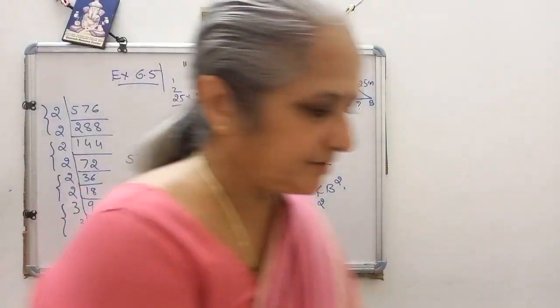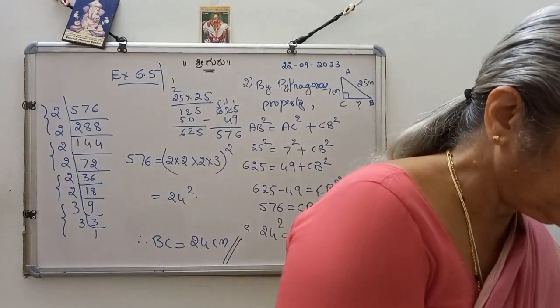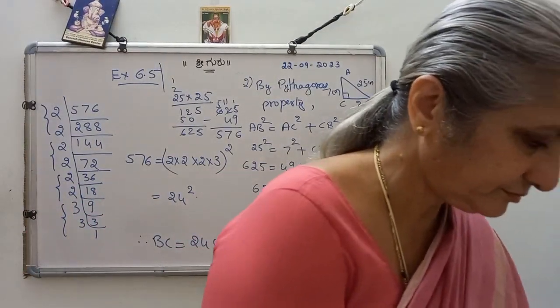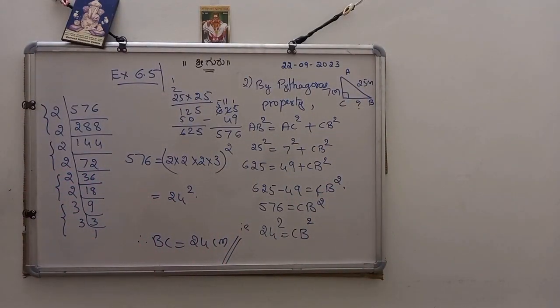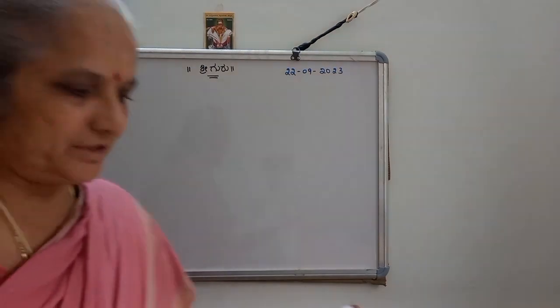Now the third one. We'll continue in the next class. Now the third one. A 15-meter long ladder reached a window 12-meter high from the ground on placing it against a wall at a distance A. The figure is given here.